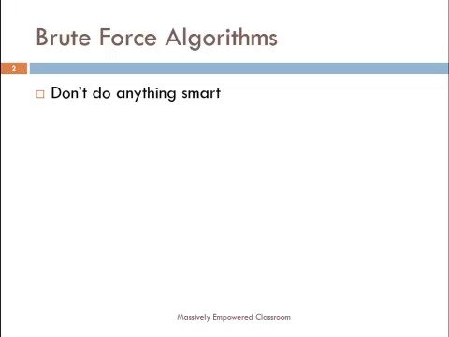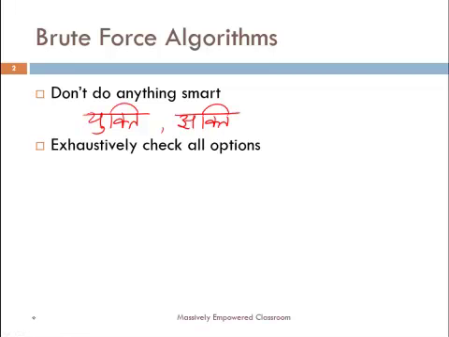Brute refers to an animal. So these algorithms behave like animal force, simply going through the motions without doing anything smart or intelligent. So in our terms, they don't use any smartness, or what we call yukti. Instead, they only use force, or what we call shakti. So these algorithms are simply the simplest and the most straightforward solutions to problems.